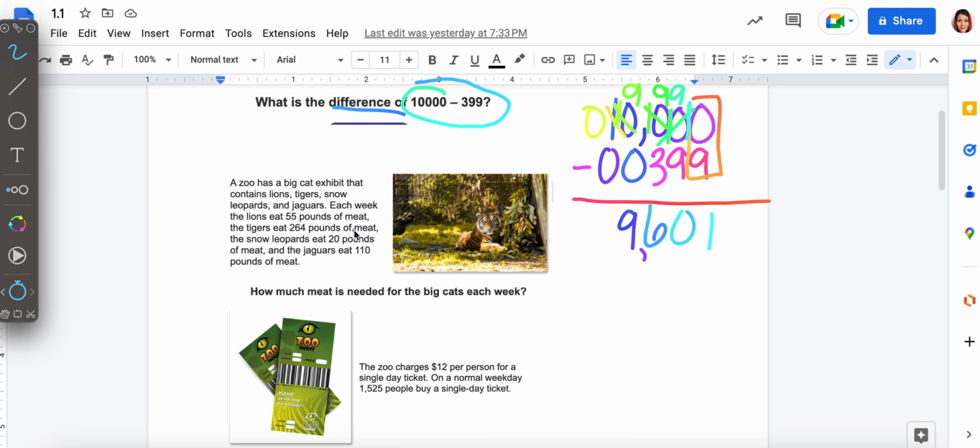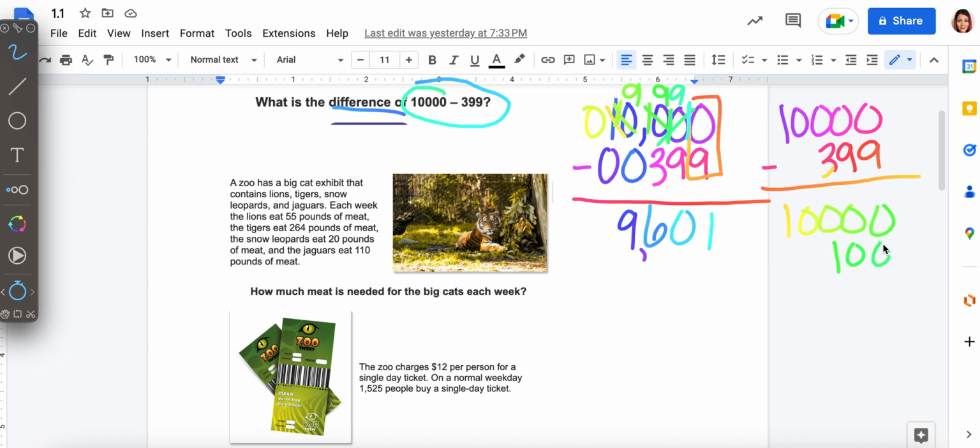Non-traditional way. A non-traditional way to do it is if we have 10,000 minus 399, okay, and we can do this by 399. I'm going to subtract 100, okay? So if I subtract 100, 10,000 minus 100 is 9,900. I'm just doing this kind of in my head until I subtract 399.